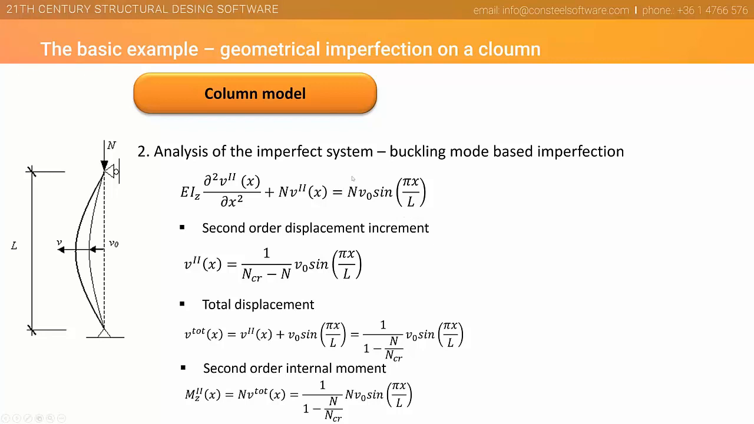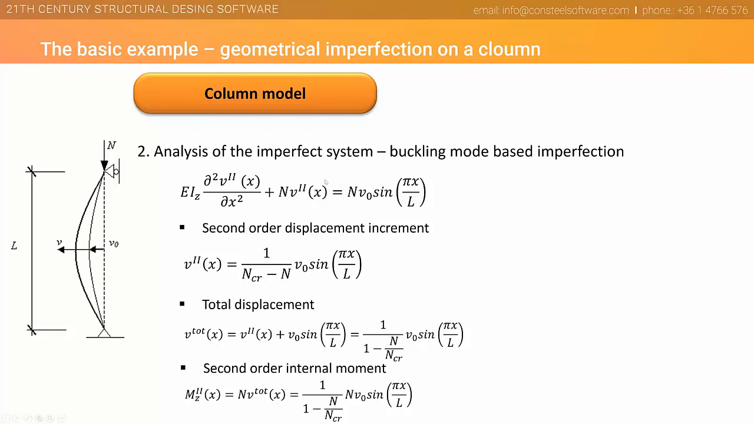It is very important to say that these accurate equations can only be written if we have buckling mode based imperfection. If we have some other shape for the imperfection, then these equations are not really accurate. But that's why it is very suitable to handle the imperfections by buckling mode shapes, because the analysis is much more straightforward and accurate.